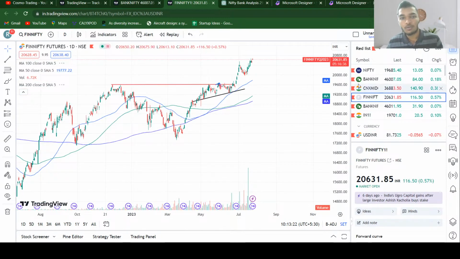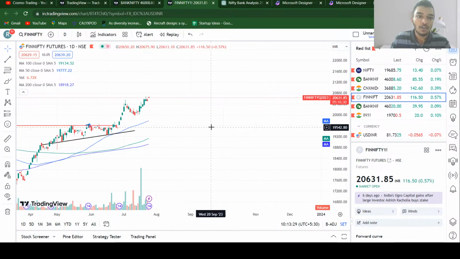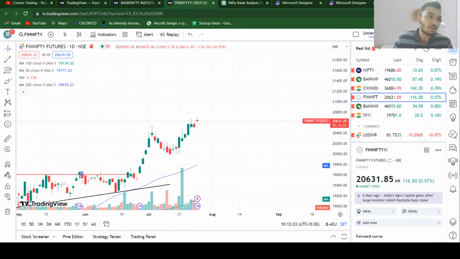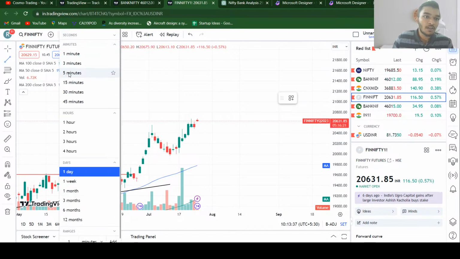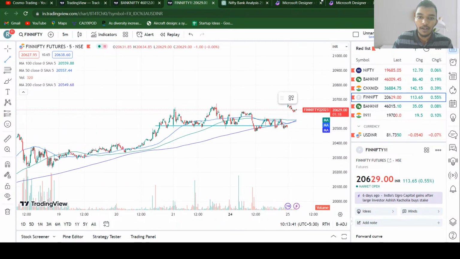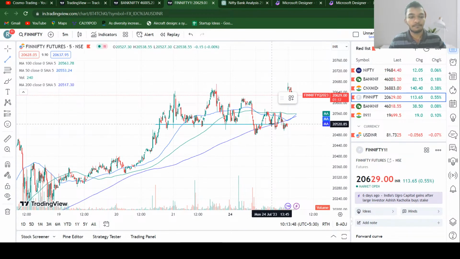Now we may try to continue looking. Fin Nifty has very good support at 20,500. Till the time it doesn't break 20,500, we won't short on Fin Nifty. Once it tries to break 20,500 levels, then we'll go for short on Fin Nifty.